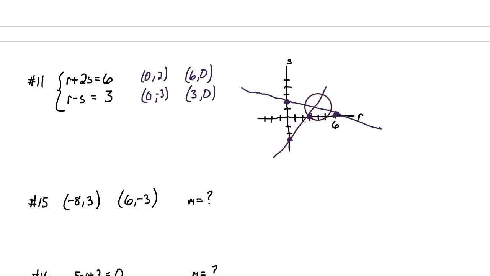The solution to the system is this point where they intersect each other. That seems to be at 4 on the x-axis and 1 on the y-axis. 4, 1. We can confirm that that works by substituting 4 for r and 1 for s and making sure that this really works out to equal 6. We would also want to put in 4 for r and 1 for s in the other equation to check that that really works out to equal 3.